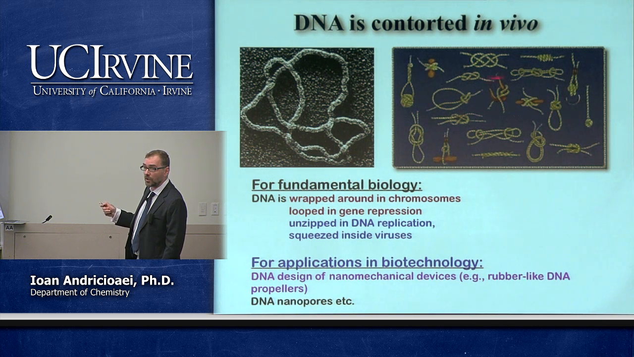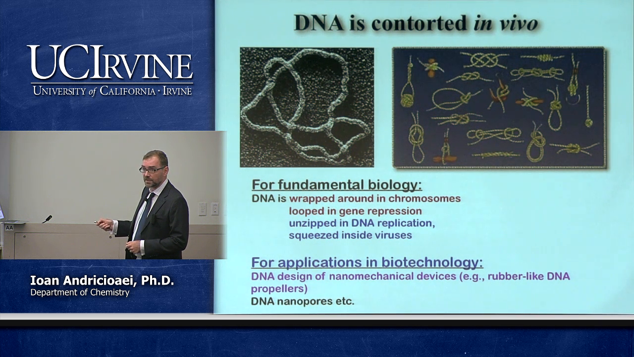Moreover, you have very complex squeezed geometries of DNA. And we're interested in all these contorted states for 2 reasons. First is a fundamental molecular biology reason. For example, DNA in genes is wrapped around proteins that are called nucleosomes. And they are very tightly wrapped, much tighter than it is possible to bend the DNA without the protein.